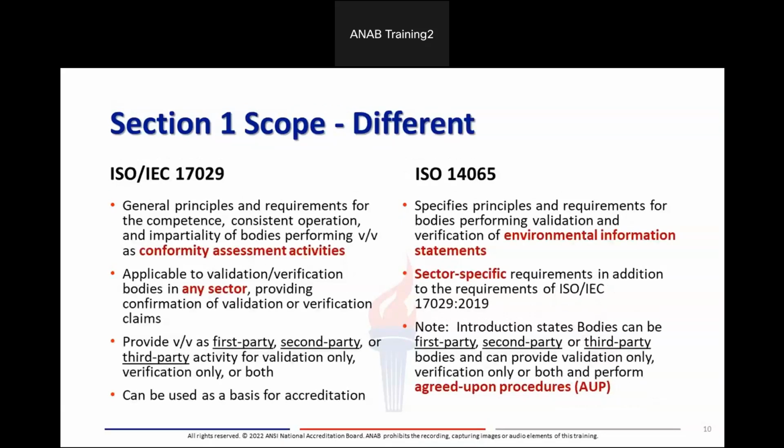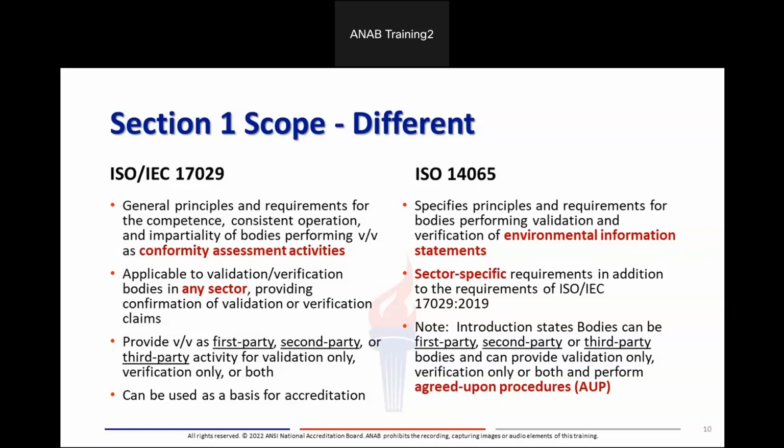So we start with the scope. Really, the scope of these two documents is different, and some of this difference I've already mentioned. So Section 1 describes the scope of the standards, and 17029 contains the general principles and requirements for competence, consistent operation, and impartiality of bodies performing validation and verification as conformity assessment activities. It is a generic document.